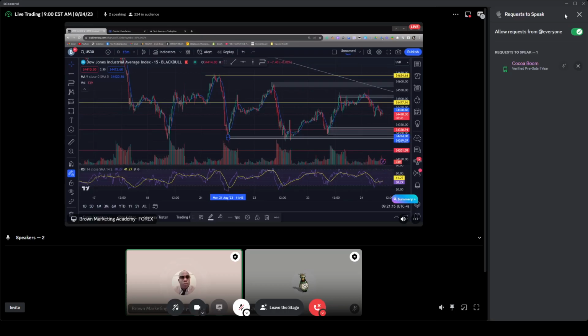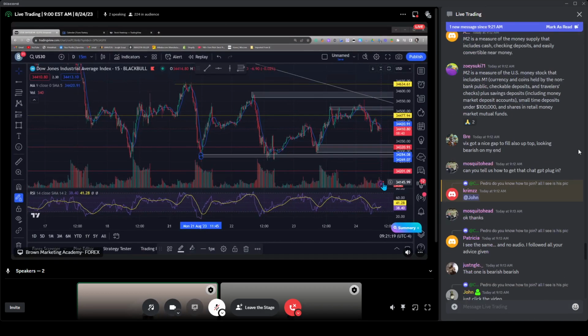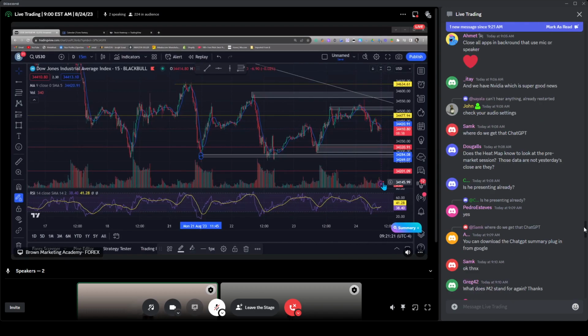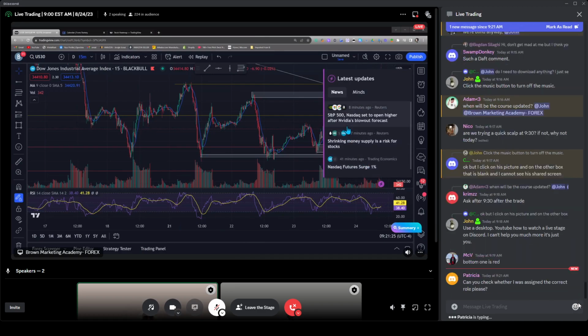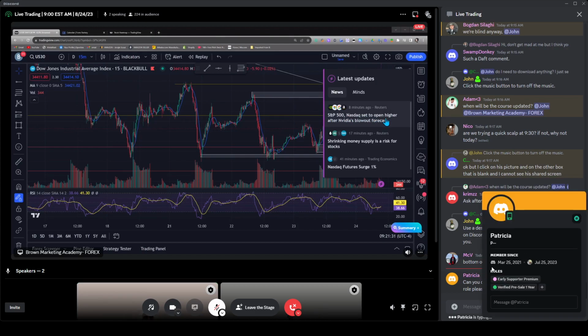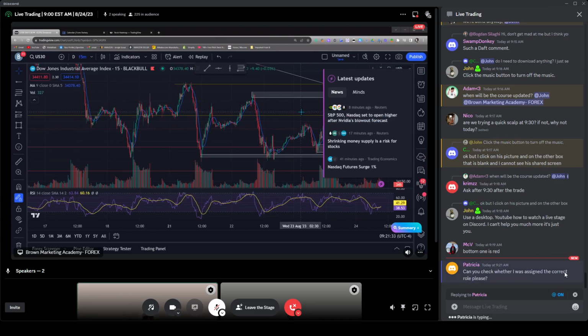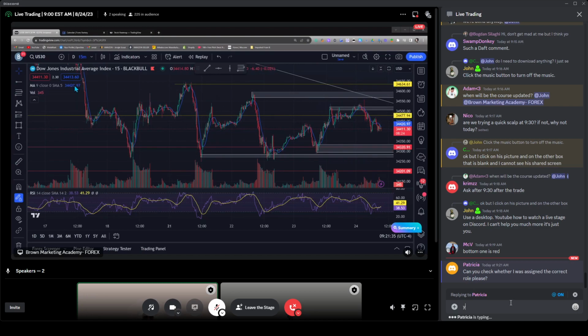It is now 9:21. All right, we had another news article come out. We can always tell when another news article comes out based on this little red dot. Let's just click on it real quick. Okay. S&P 500, NASDAQ set to open higher after NVIDIA's blowout forecast. So they're basically telling you what's going to happen.